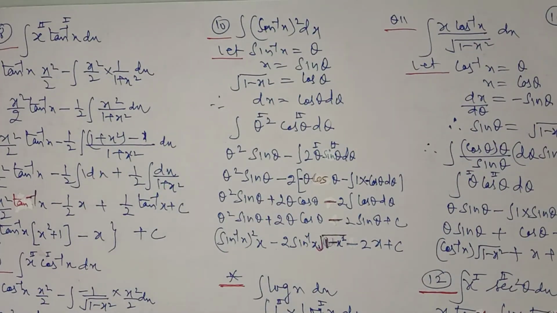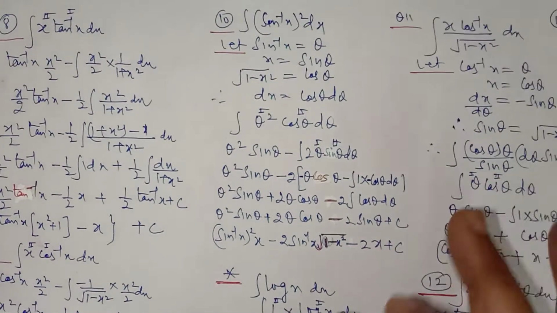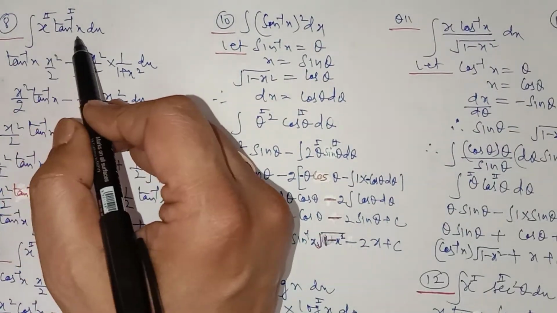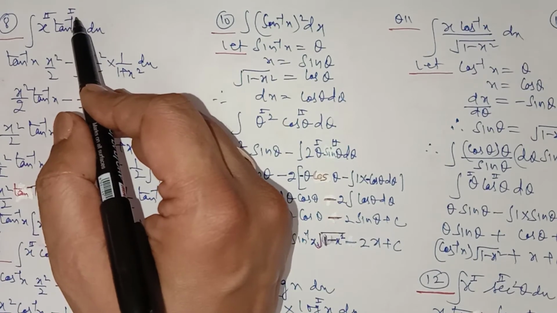Similarly is question number 8. Again integration by parts. X into tan inverse x. So inverse trigonometric function as first function you have to take.